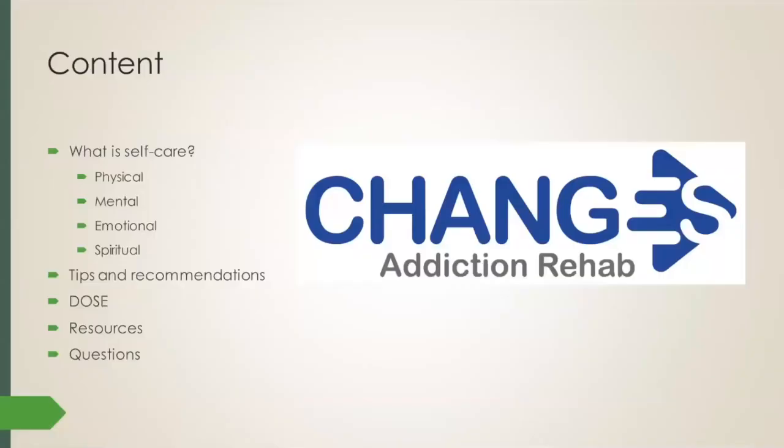All right, so over here, this is how our evening will be structured. We're going to start off with what is self-care and look at the 4 points, looking at the different types of self-care. Then we'll move on to some tips and recommendations, and then look at a little acronym that I like to call DOSE. And then there'll be an opportunity for questions, and then the closing thereafter.